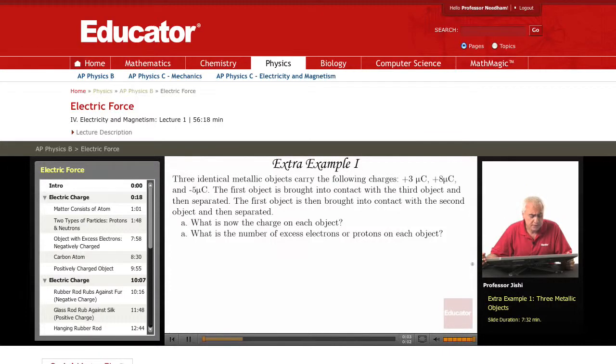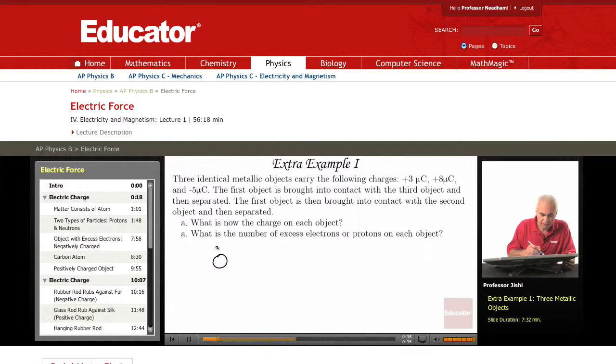Two extra examples. We have three identical metallic objects. They carry the following charges: 3 microcoulombs, 8, and -5. So here's one object. They're identical, so it doesn't matter what they are, just think of them as spheres.